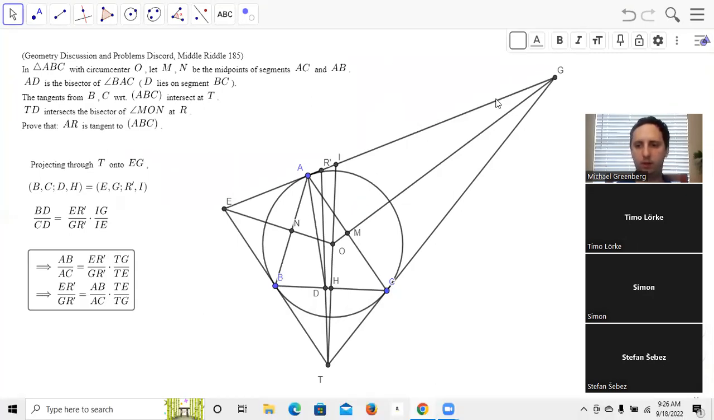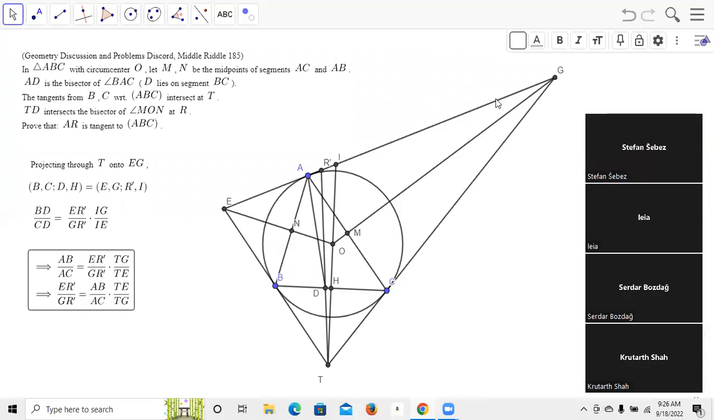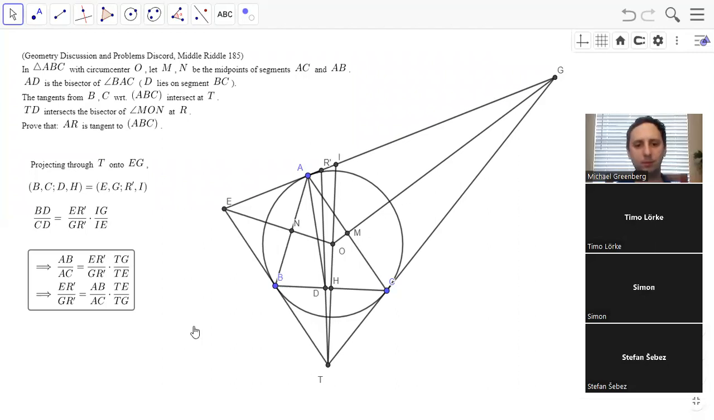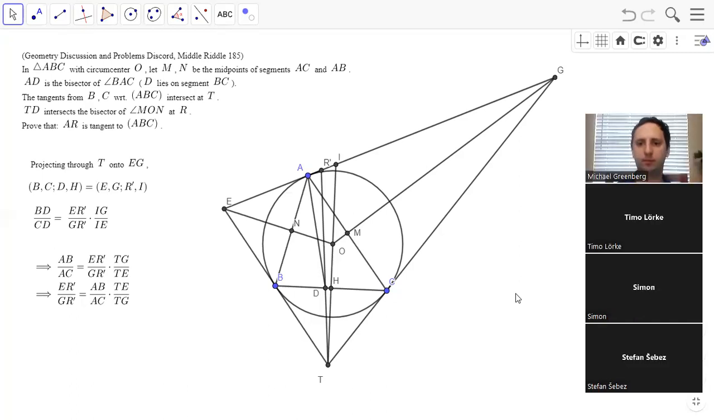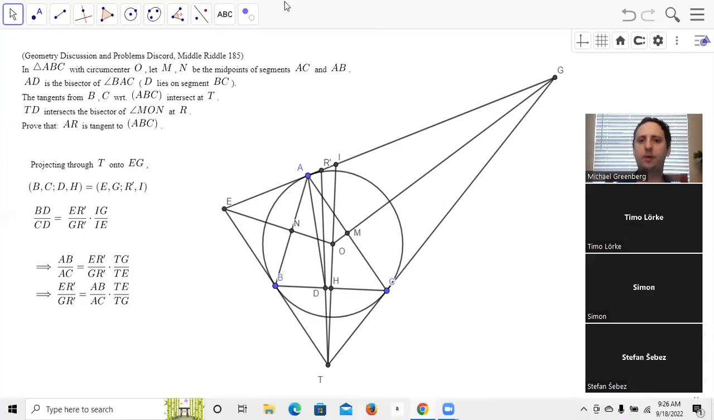It's like someone else joined. Hey, Crew Tarth, thanks for joining us. We're working on the first problem. Timo had an interesting idea, and then Stefan had a different idea, so I think we're pretty close. Have you been on the sessions before, Crew Tarth? Oh, you've seen the videos. Well, welcome, thanks for joining us.